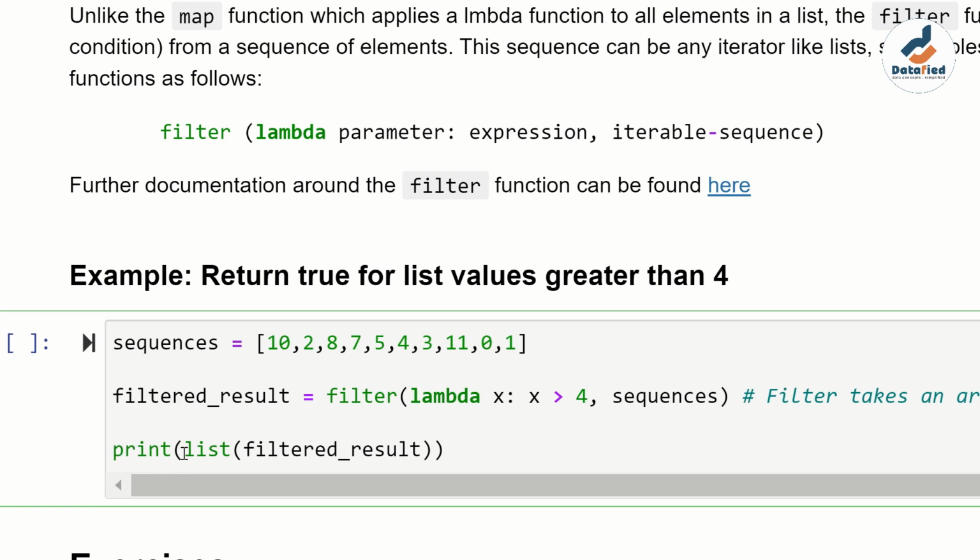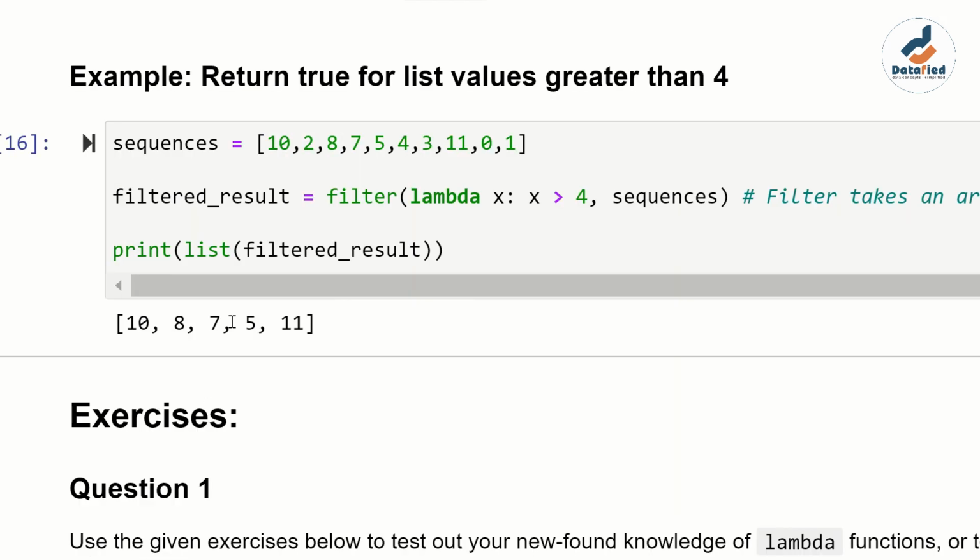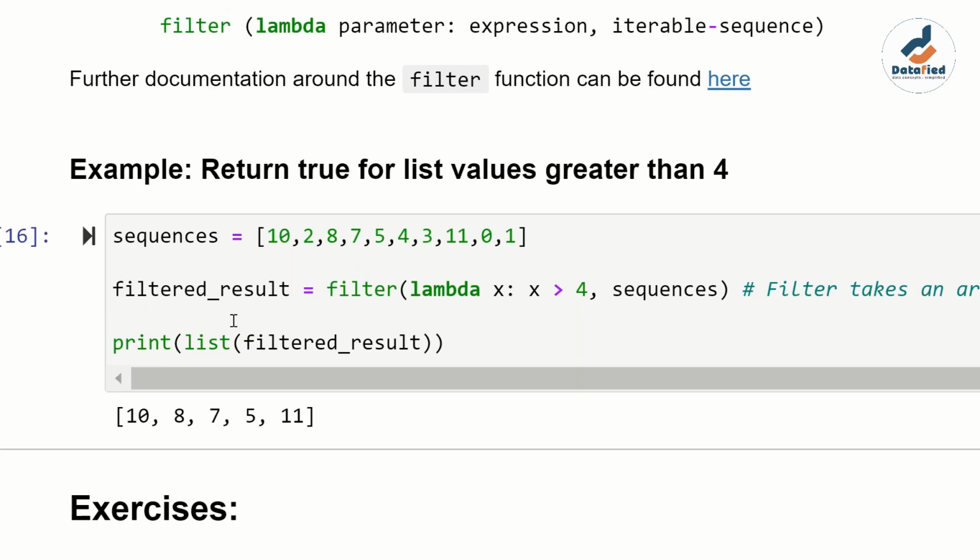Let's print a list of this filtered function. Now if we don't call list, we would just see the location the filtered function is stored in memory. That's why you have to convert it to a list. Now let's run this function and see the output. Can you see? So it returns true for all numbers that are greater than 4. We have 10, 8, 7, 5, 11. Other numbers present in the list are less than 4.